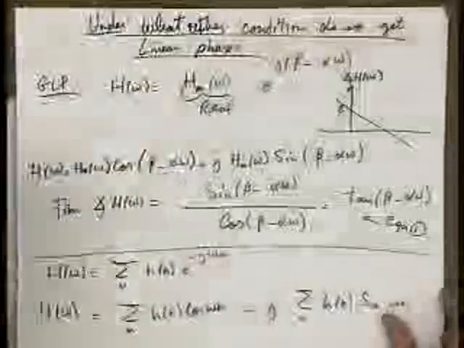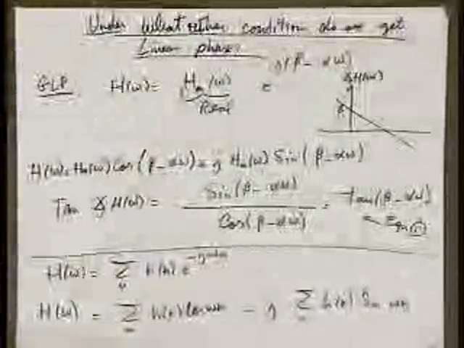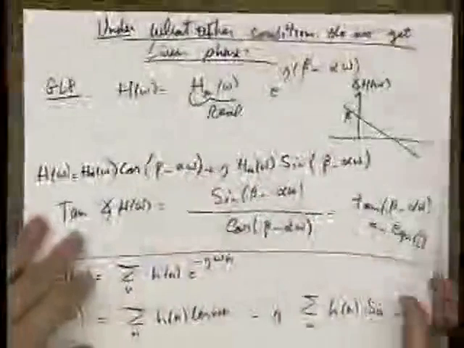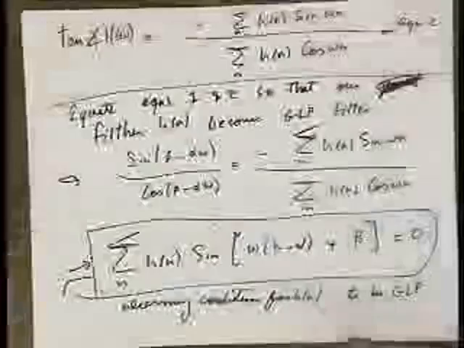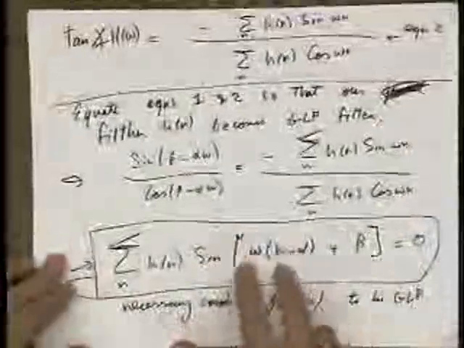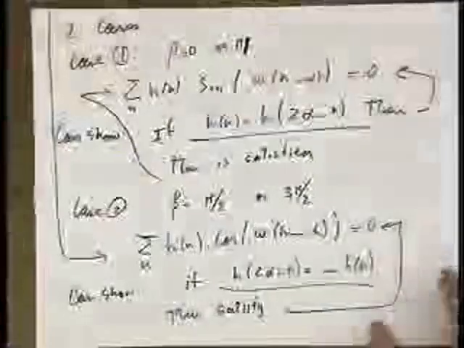Then we turned things around and said, okay, instead of assuming symmetry and showing that the filter is linear phase, why can't we solve it in a more general form and find all the other conditions under which the filter becomes linear phase? And we came up with this equation saying that if this equation is satisfied, this is a necessary condition for having generalized linear phase.